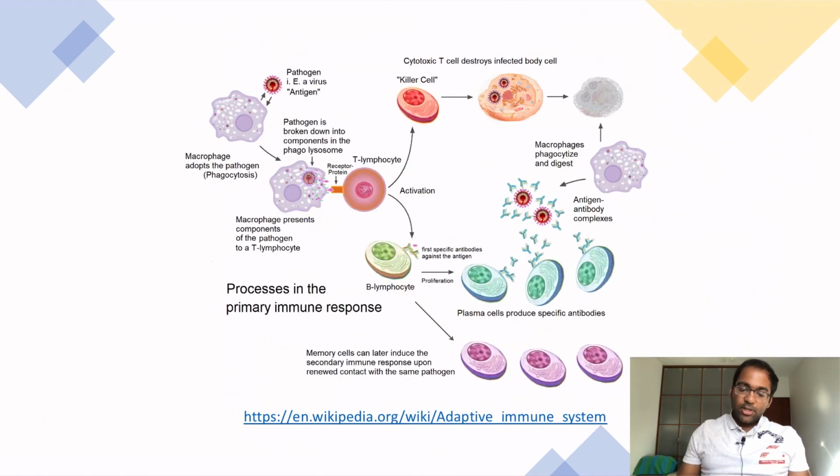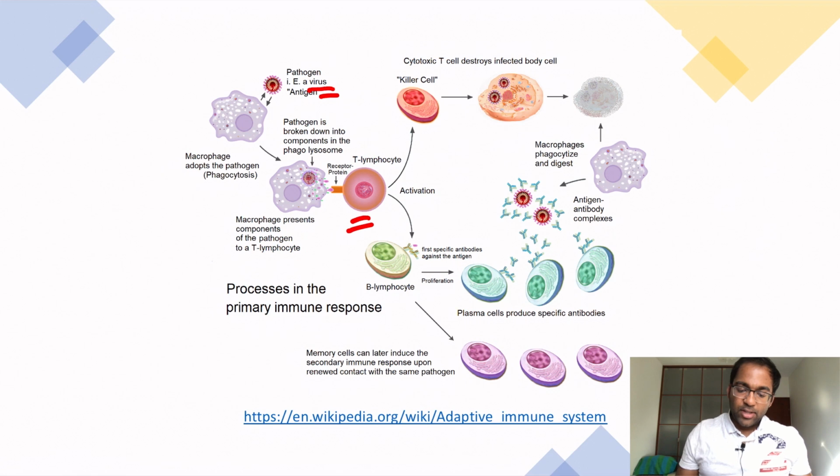Now the next slide basically shows the process of the adaptive immune system and how it responds to a specific pathogen. Now we have a macrophage here and the pathogen nearby, and the pathogen in our example is a virus. The pathogen will be engulfed by the macrophage through a process called phagocytosis. Now after phagocytosis and breaking the pathogen down in the phagolysosome, the macrophage will show the receptor on its cell surface for a nearby T lymphocyte to recognize.